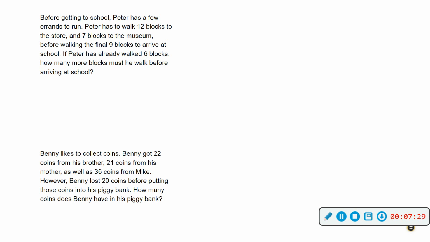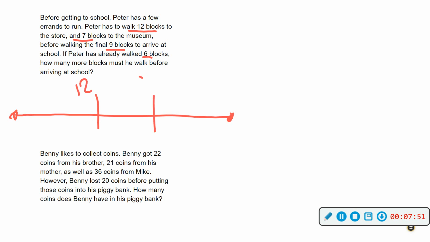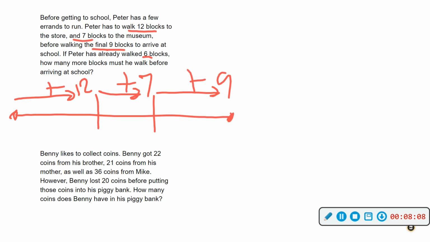This sounds to me like he's going to take an adventure. He's going to start here, and then he's going to end here. Now, we don't know how many blocks that is. It just says that he has to walk 12 and 7 and 9. However, he has already walked 6. So from what I can tell, he's going to walk 12, the first 12 blocks. Then he's going to walk the next 7 blocks, and then the final 9 blocks. This sounds to me like a constant addition problem.